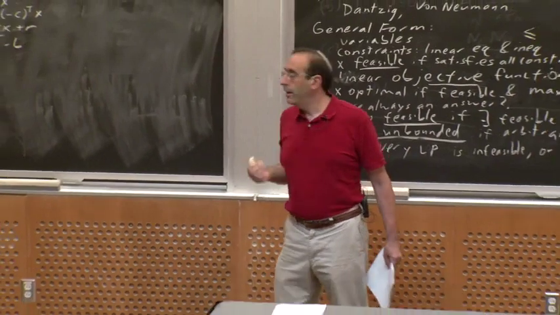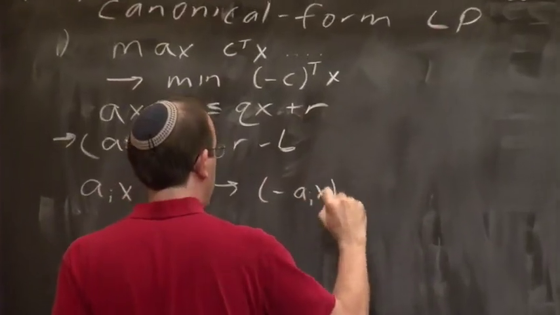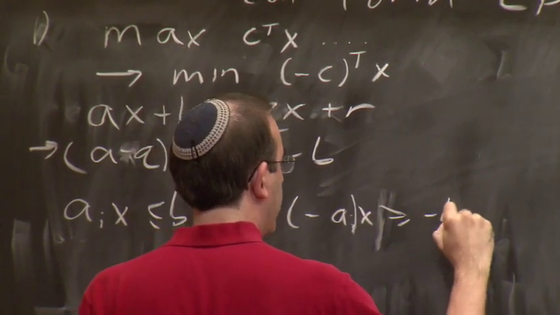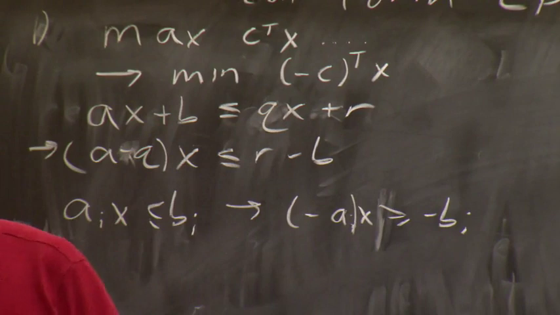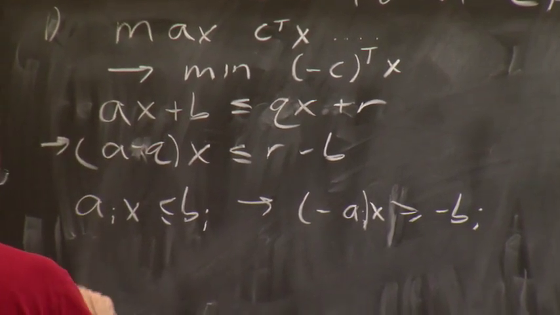Yeah? Negate it. So I can turn this into minus AiX greater than or equal to minus bi. And now it fits the thing. Now, I mean, none of this is very tricky, but this is perhaps the trickiest of the bunch.